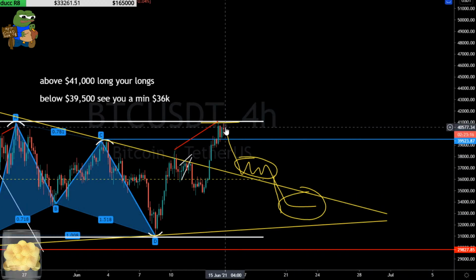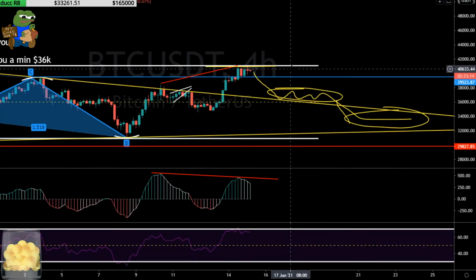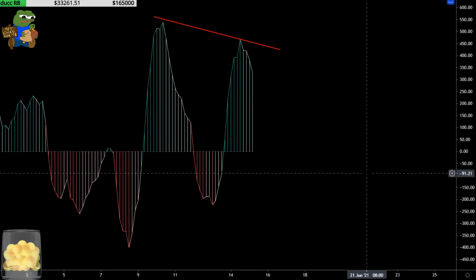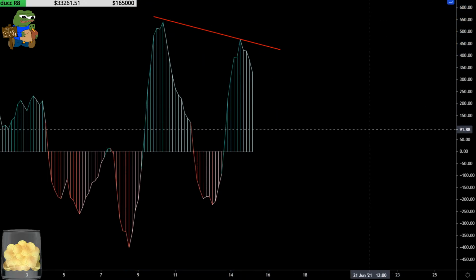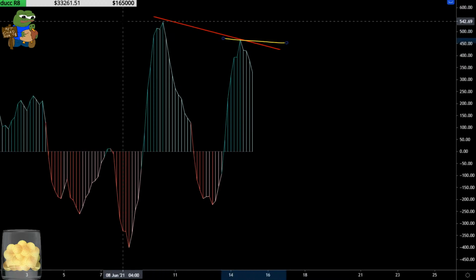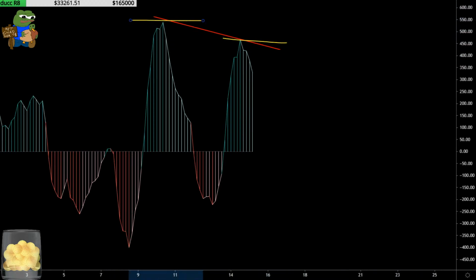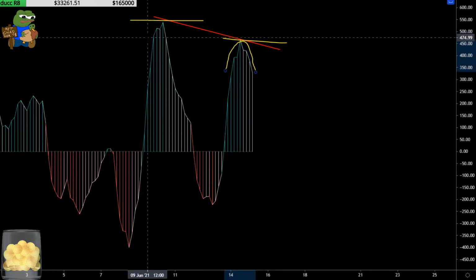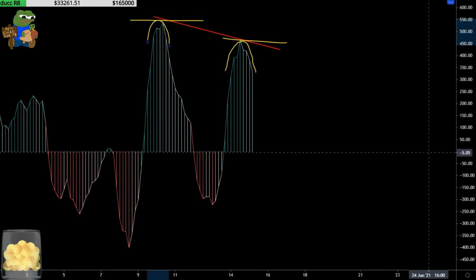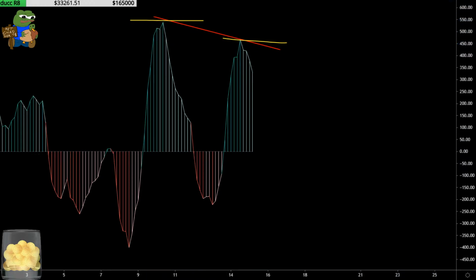We're sitting at 40,400, just chopping sideways. Again, you have that bearish divergence on the 4-hour. You have to be well aware of this negative momentum, this lower level of positive momentum. Less bids are stepping in than on the previous rally is what that's signifying.